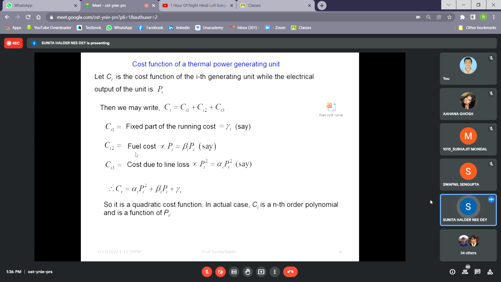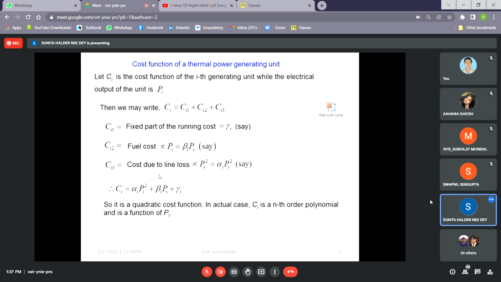Next is the fuel cost. Fuel cost will be proportional to the power generation. If we have more demand on that day, then more power generation will be there, and if it is less, then less power generation. So it will be proportional to the power generated. If we remove the proportionality symbol, we can write this as beta I into Pi, for the ith generator.